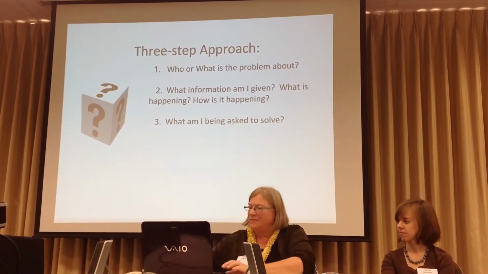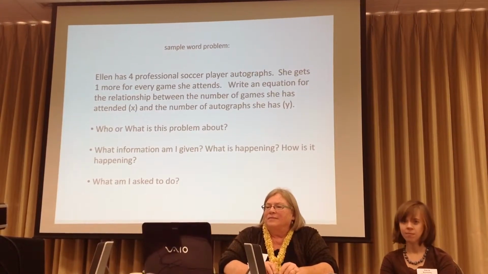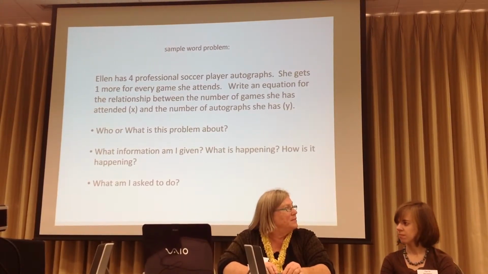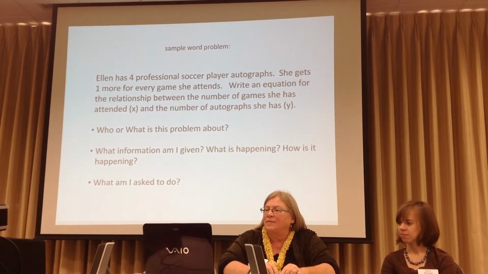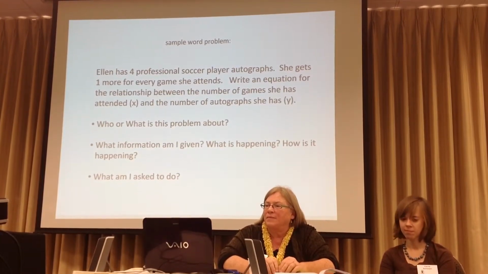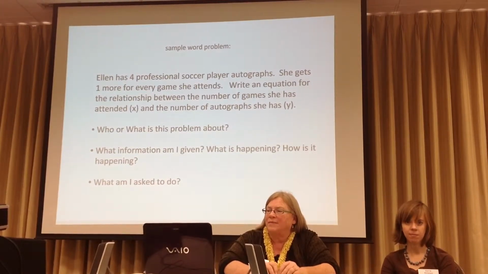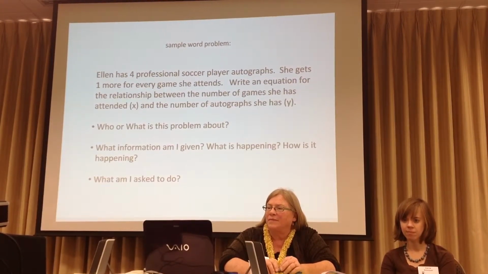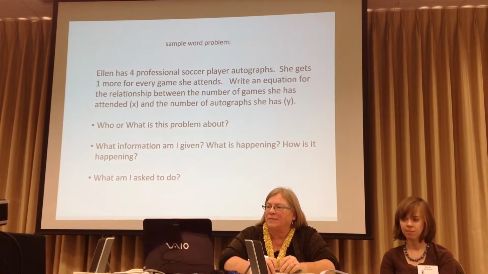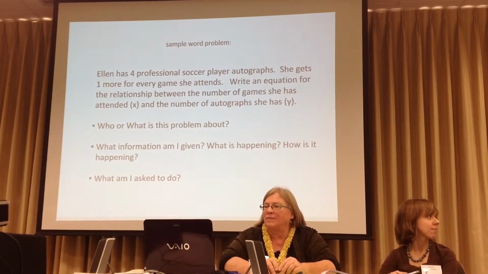Okay, so we can move to an example question I have. This is a typical 8th grade question for beginning linear algebraic equations. So I'm going to read the sample problem and show you how to deconstruct it. Ellen has 4 professional soccer player autographs. She gets 1 more for every game she attends. Write an equation for the relationship between the number of games she has attended, x, and the number of autographs she has, y. So the first question to ask students is, so who or what is this problem about?